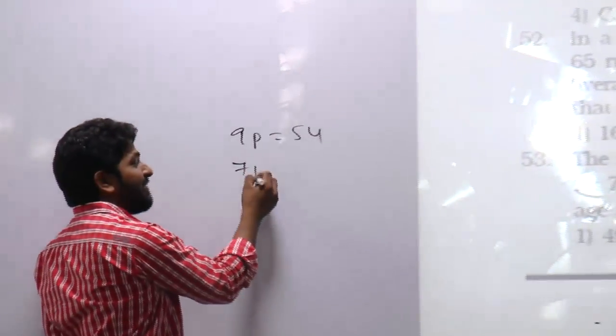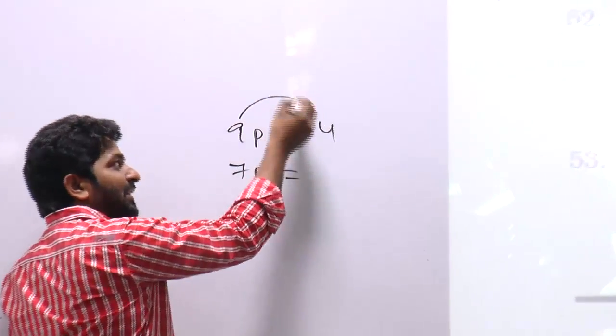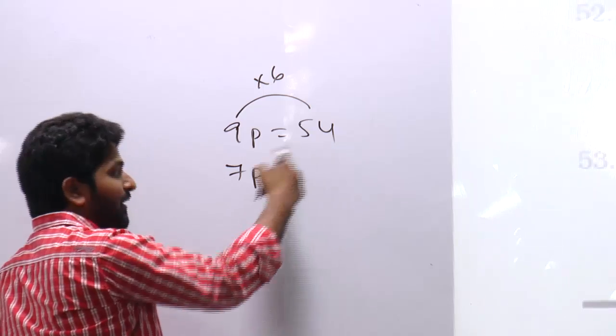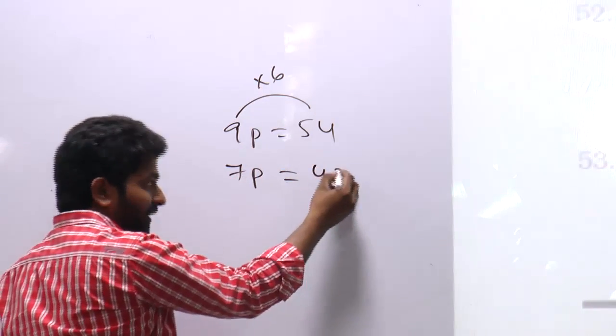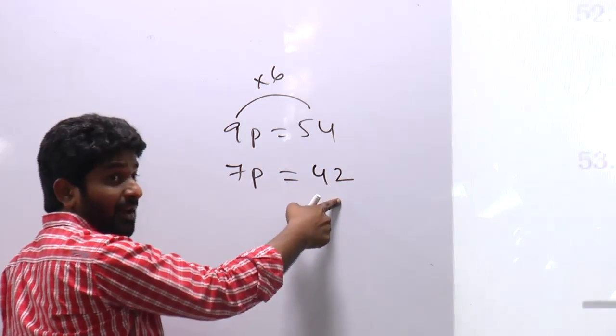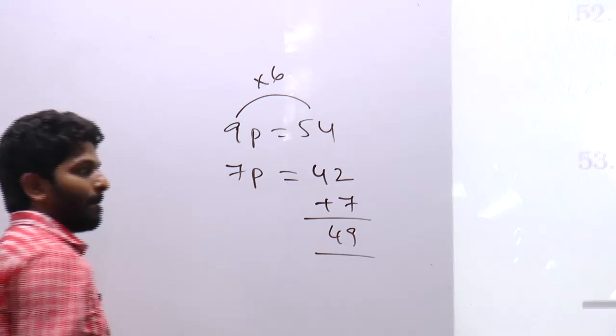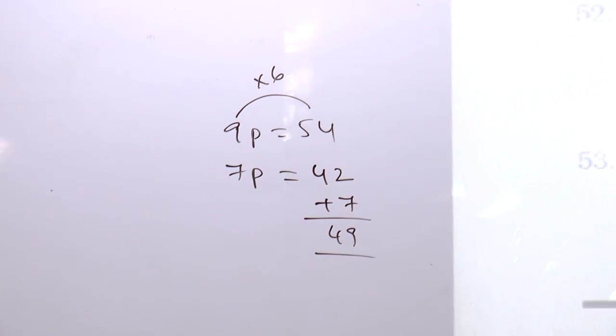Mother's age is 7 parts. 6 times 9 is 54, 6 times 7 is 42. This is the percentage of mother, but you are asked about after 7 years. That will be 49. If you don't have none of this, you need not solve this question.